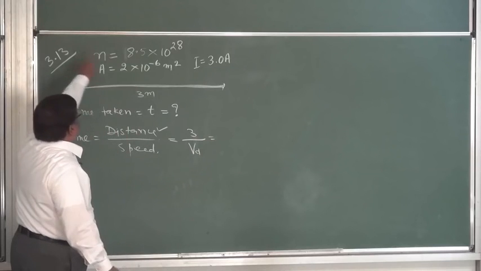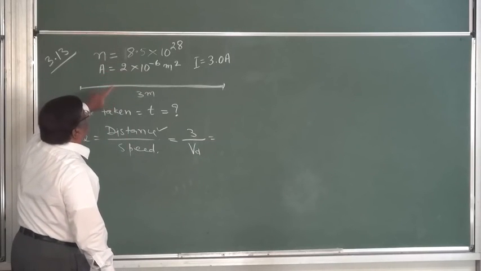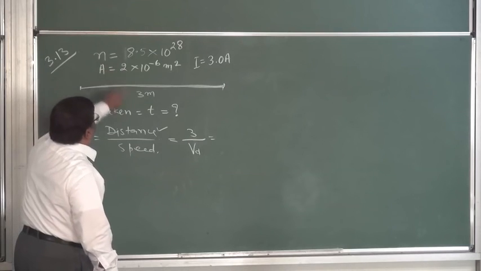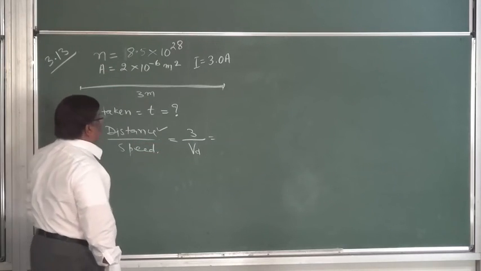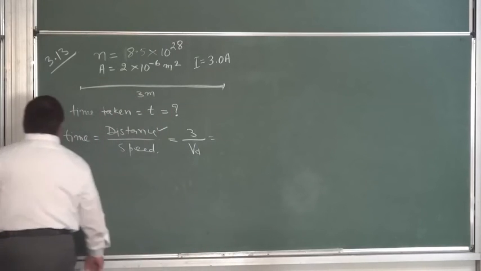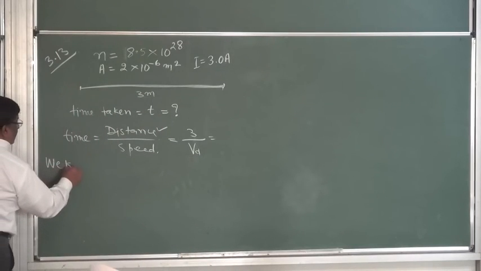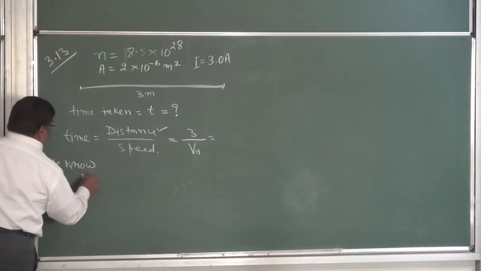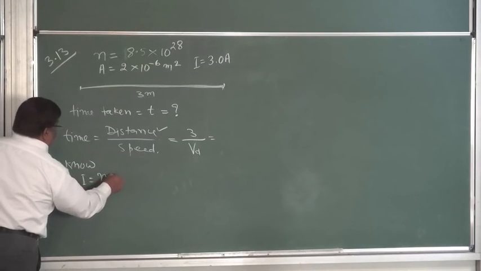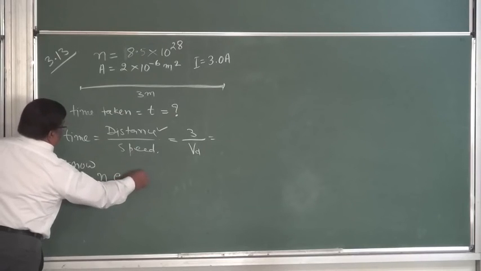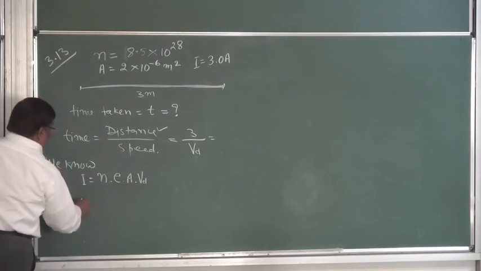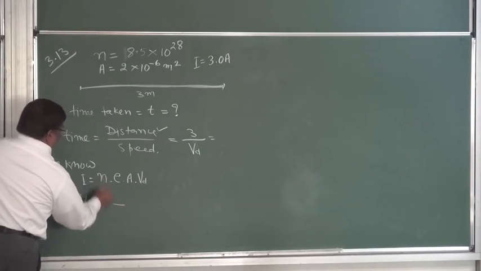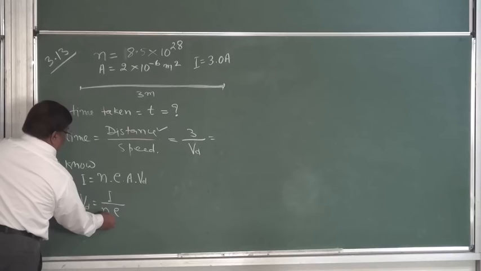But drift velocity is not given to us. Whatever is given, do we have any relation of these quantities with drift velocity? The answer is yes, we have a relation. What is that relation? We know that current is equal to N, E, A and drift velocity. This gives drift velocity is equal to current divided by N, E and A: N, charge on the electron, and area of the conductor.